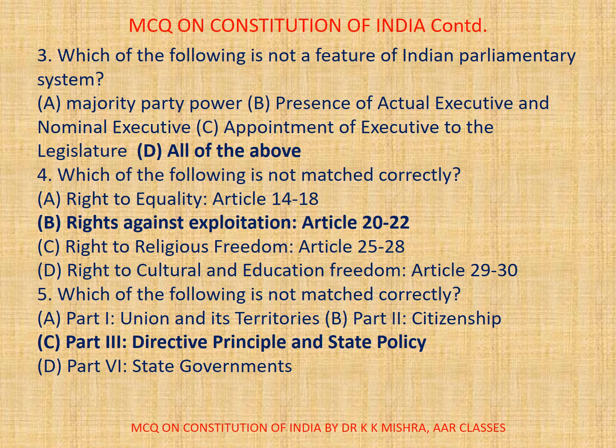Question number 5. Which of the following is not matched correctly? A. Part 1st, Union and its territories. B. Part 2nd, Citizenship. C. Part 3rd, Directive Principles and State Policy. D. Part 4th, Part 6, State Governments. Correct option is C. Part 3rd, Directive Principle and State Policy.